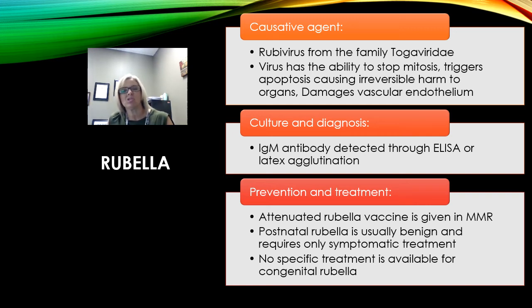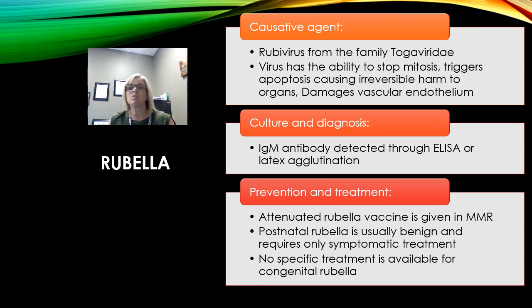Postnatal rubella is generally benign and requires symptomatic treatment, okay? So just palliative care, treating the symptoms. No specific treatment for congenital rubella. Best treatment is prevention. I just cannot say that enough, how important these vaccinations are.